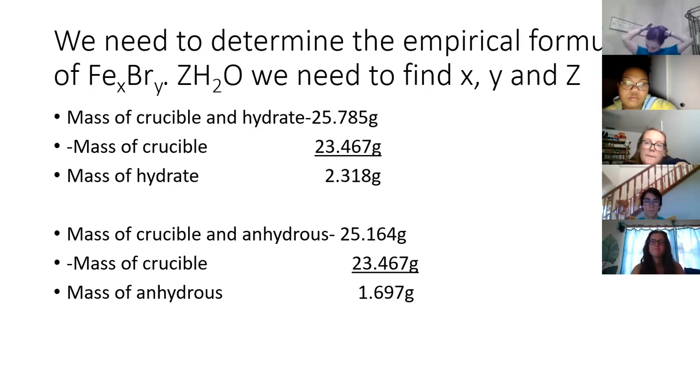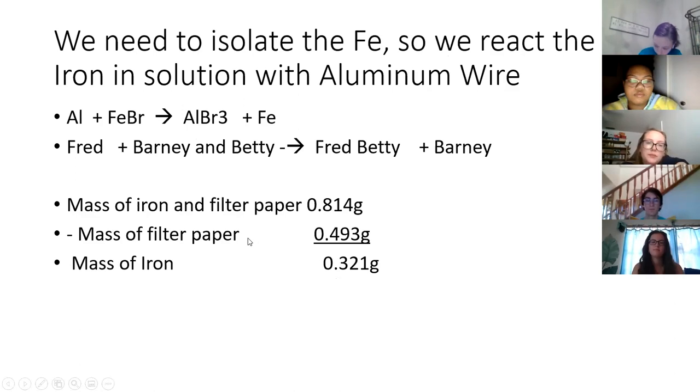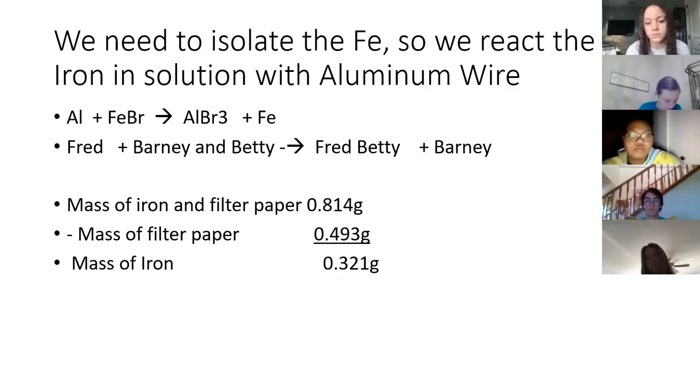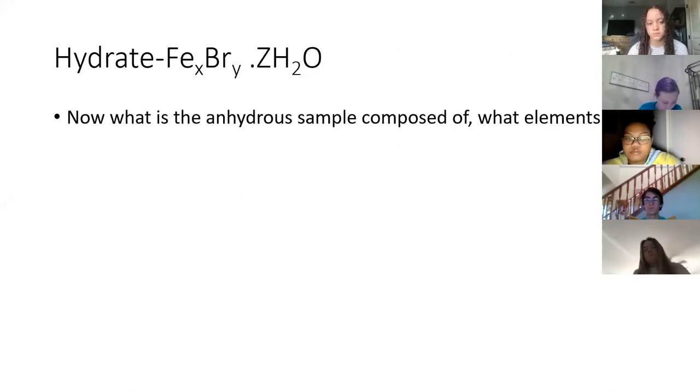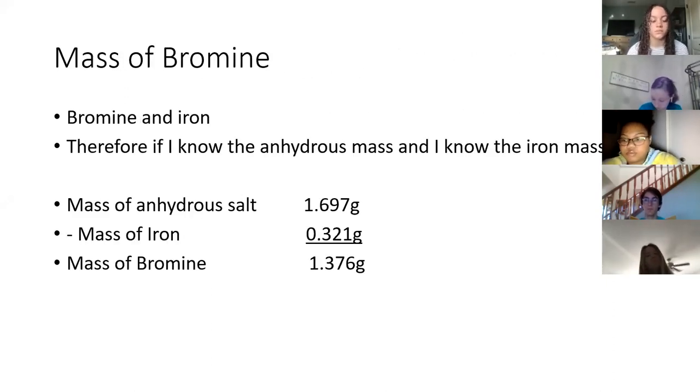Iron and bromine. Okay. So, Elia, if my anhydrous weight is the weight of my iron and bromine, and I just went and found the weight of my iron, how do you think I'm going to find the weight of my bromine? Subtract the two numbers. The weight of the anhydrous is iron and bromine. I just found the weight of my iron. I subtract the two, and I get the weight of my bromine.